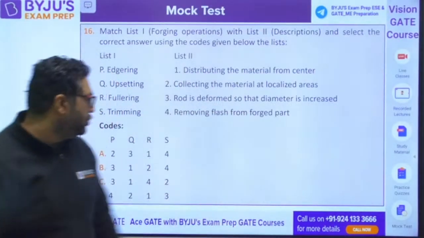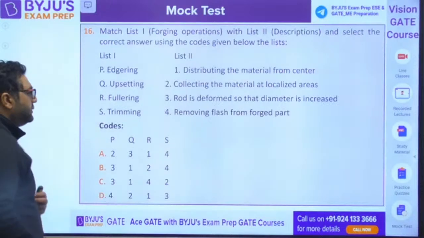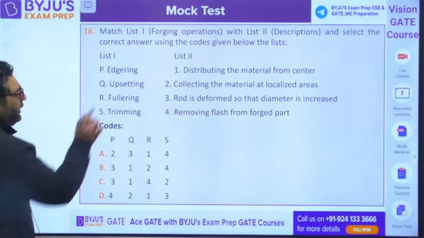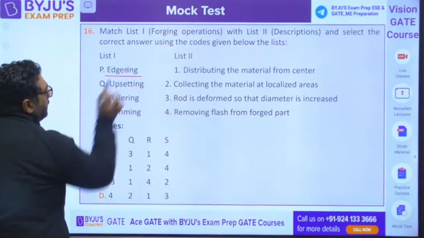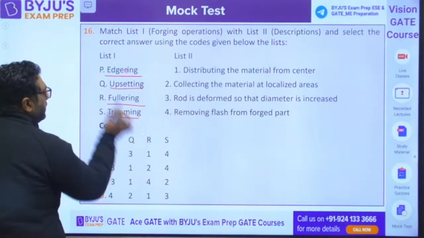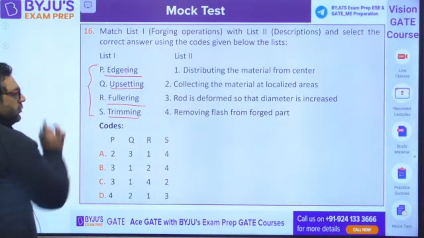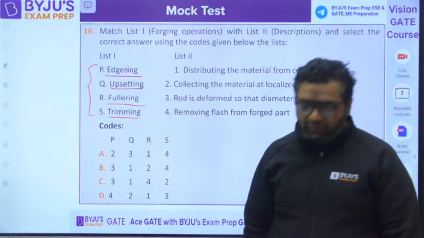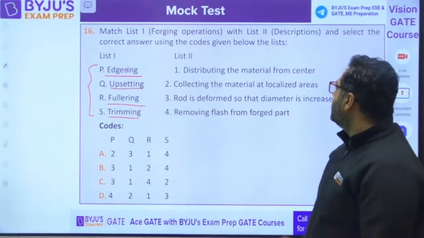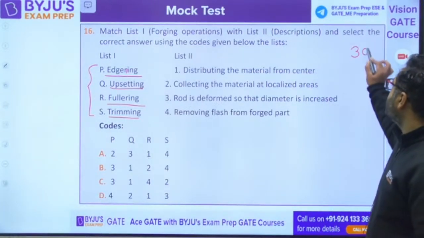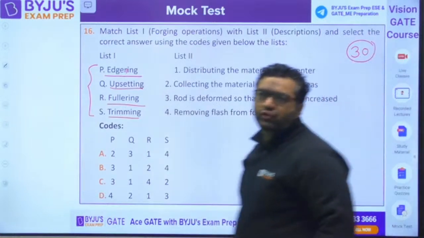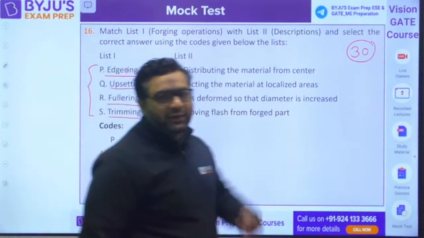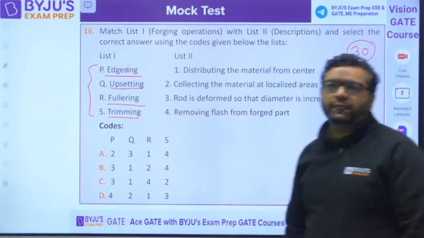Okay, so the questions are in front of you. This is question number 16. It shows some options: edging, upsetting, fullering and trimming. They are operations we do in forging, and you need to match the following. What would be the right answer for this? Don't worry, we have a total of 30 questions. I will share the solutions in a separate PDF because I have done all the solutions, but this PDF will have questions from 16 to 30.